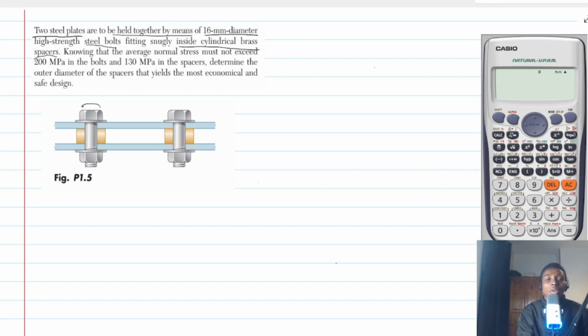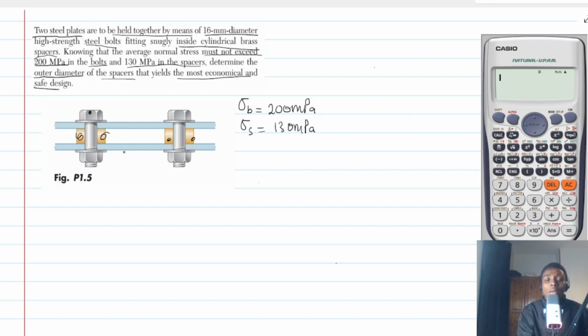If you look at it carefully, what we have here as the hexagonal structure is actually the bolt, right? And then within this bolt, there are these spacers right here. We are saying that the average normal stress must not exceed 200 megapascal in the bolt, and in the spacers it is 130 megapascal. So now we are to determine the outer diameter of the spacers that yields the most economical and safe design.